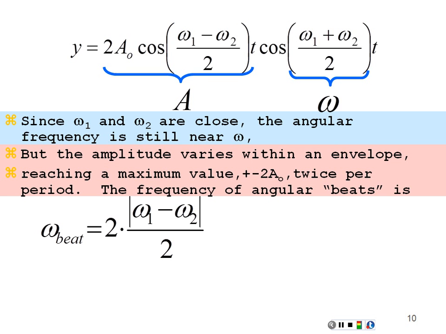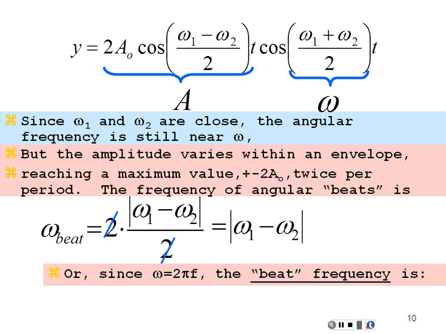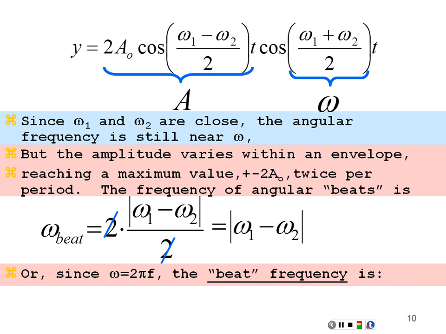So we'll have 2 times omega 1 minus omega 2 divided by 2. The 2's cancel. And our beat angular frequency will be the difference between the two angular frequencies of the interfering waves. And we don't know which one is larger than the other, so we'll take the absolute value of this difference. So for the beat frequency, we divide by 2 pi, and we get the same thing. The beat frequency will be the absolute value of the difference between the two frequencies of our two interfering waves.